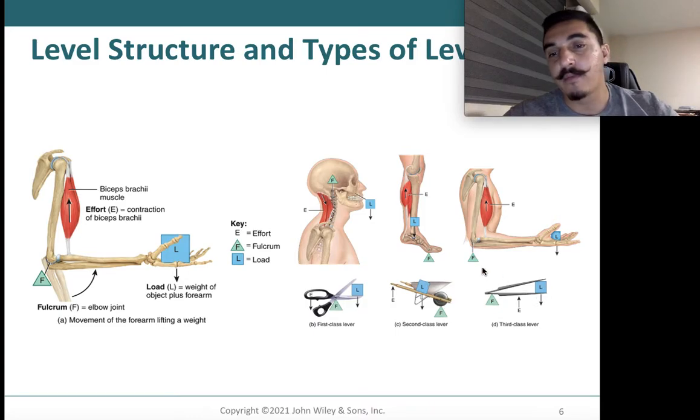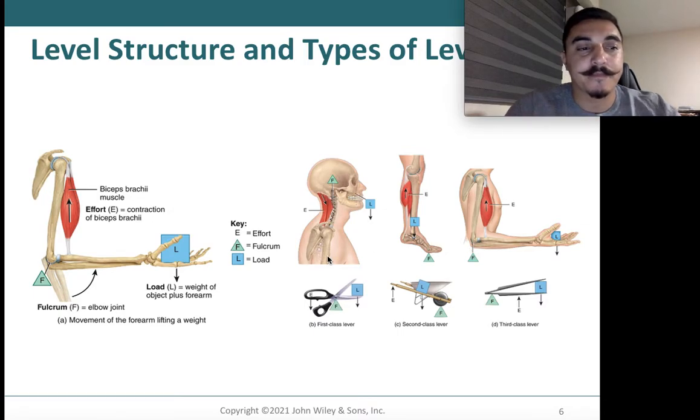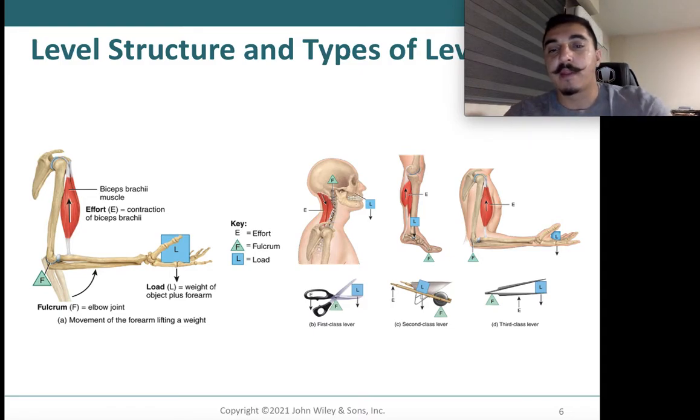And the third class will be over here, where we have our biceps, the one we talked about. Moving the forearm and lifting a weight, where we have our weight at the end of it. Okay, so just kind of knowing different types. So if it's further away, it takes a longer effort to move. If it's closer, it takes less effort. So that's just kind of what it's talking about.